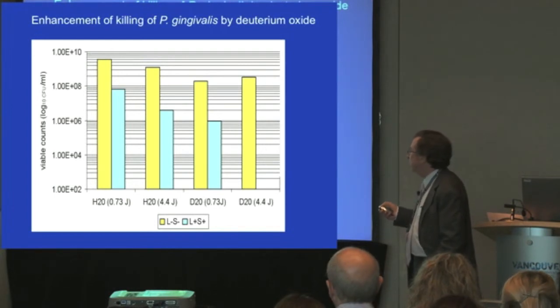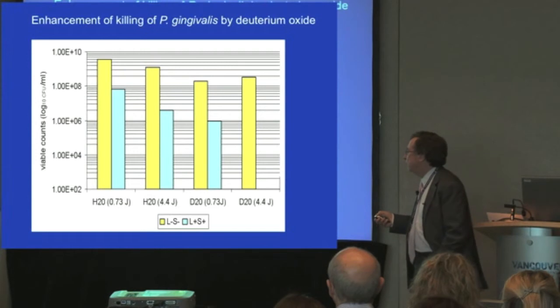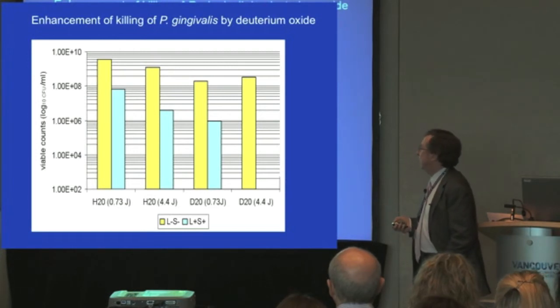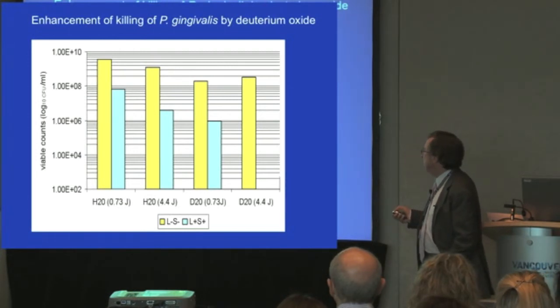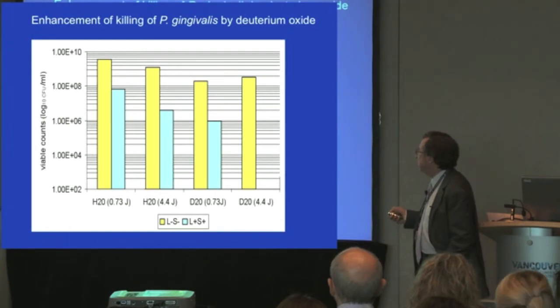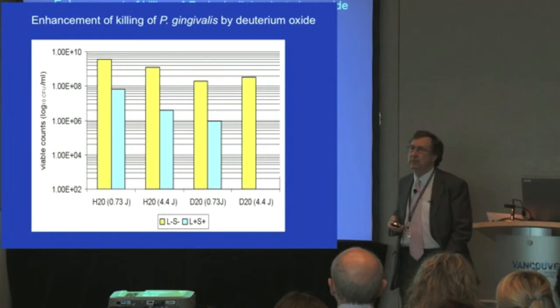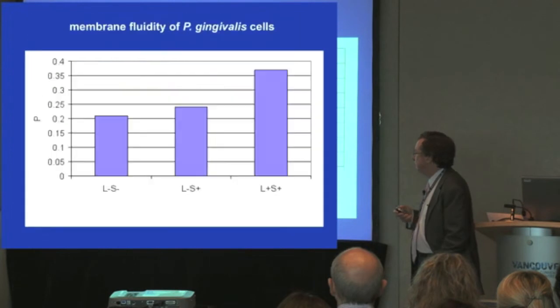This is P. gingivalis suspended in water and irradiated with 0.73 joules of light in the presence of toluidine blue. And here is the same conditions, but in deuterium oxide rather than water, and you can see an enhanced kill. When you increase the light dose even further, this is the suspension in water and the suspension in deuterium oxide. If you increase the light dose to 4.4 joules, you can see that in the presence of deuterium oxide, we get greatly enhanced kill. So this supports the idea that it's singlet oxygen mediated.